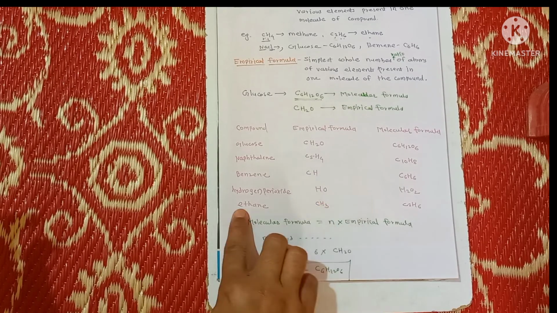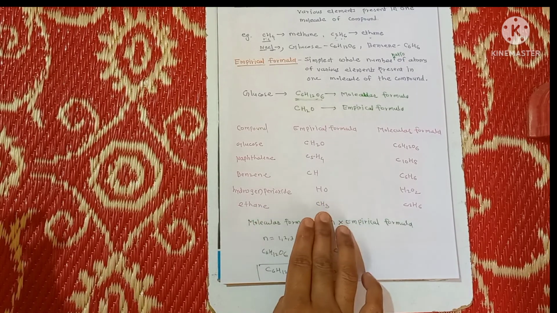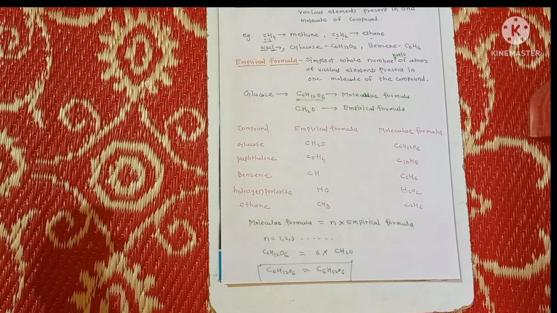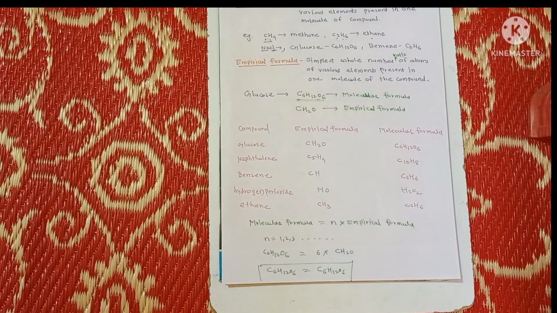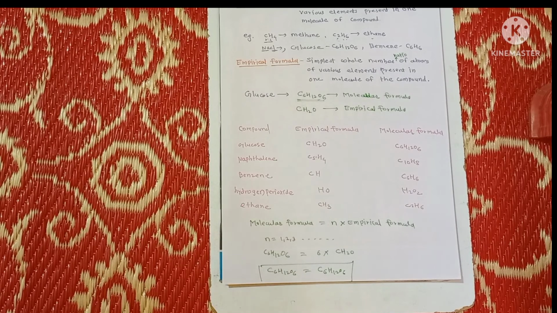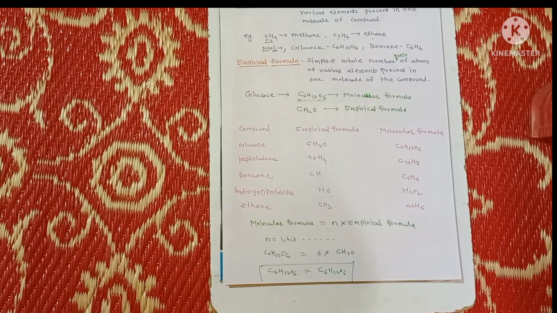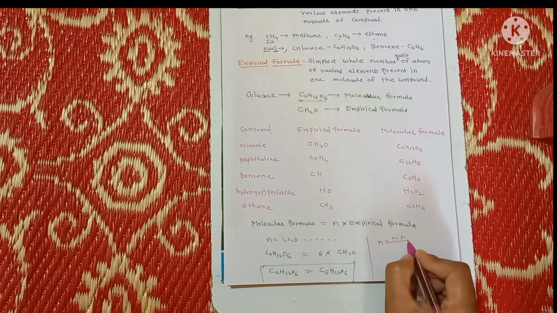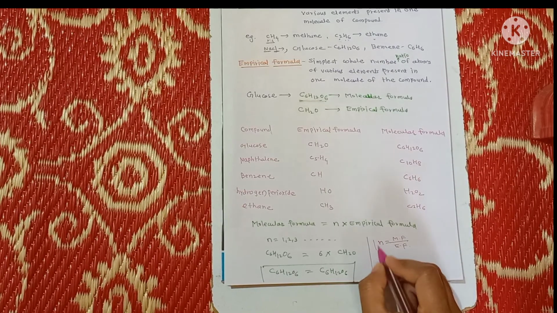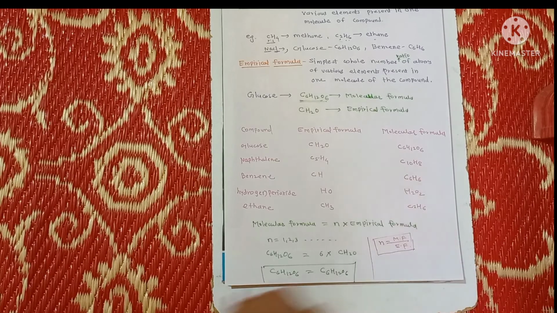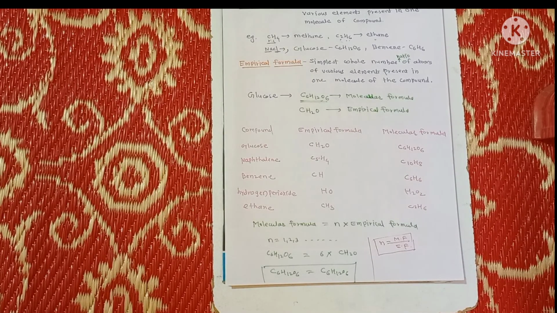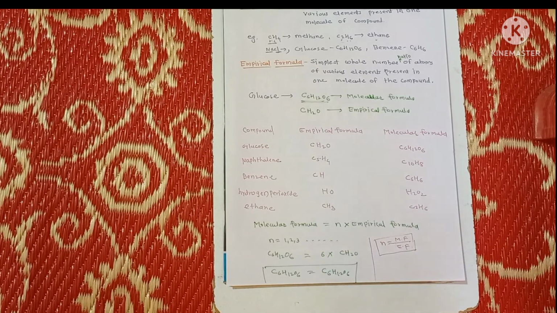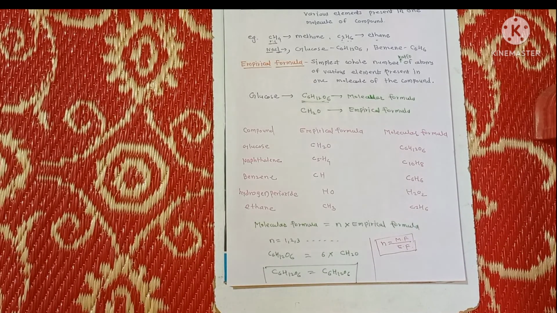Here also 2. When we compare the empirical formula and molecular formula of ethane, this n value varies. And if you don't understand, if the molecular formula and empirical formula are given and the question asks what is the value of n, then n is nothing but the molecular formula divided by the empirical formula. Okay, with the help of this formula we have to calculate the value of n. This is very simple but very important. Don't confuse molecular formula and empirical formula.